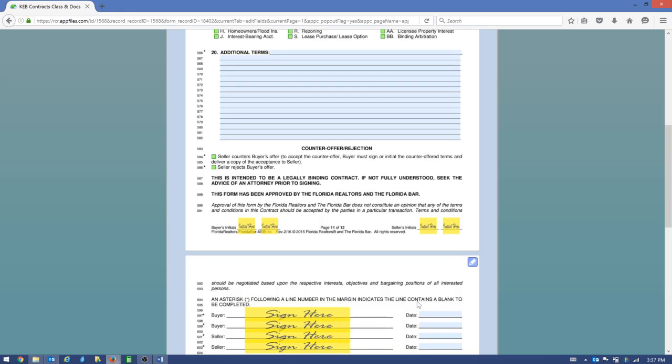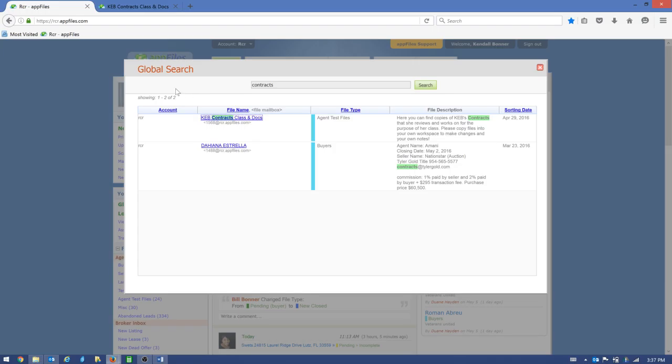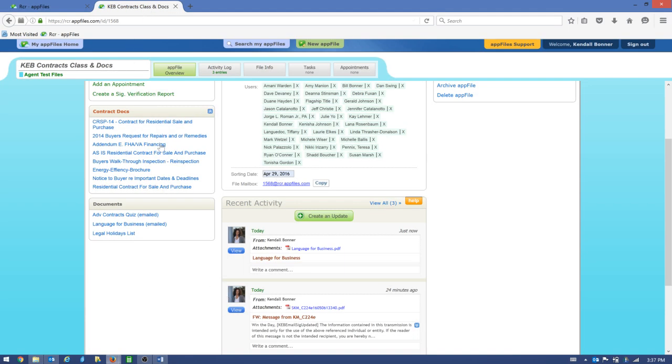And you'll notice in the app file section here, all of you are in it. If you go into search and type in contracts, you'll get KEB's contracts class and docs, and when you click on that, it'll take you here. This is where I'm storing all the contracts we're working on and what I'm teaching on, as well as any additional documents.